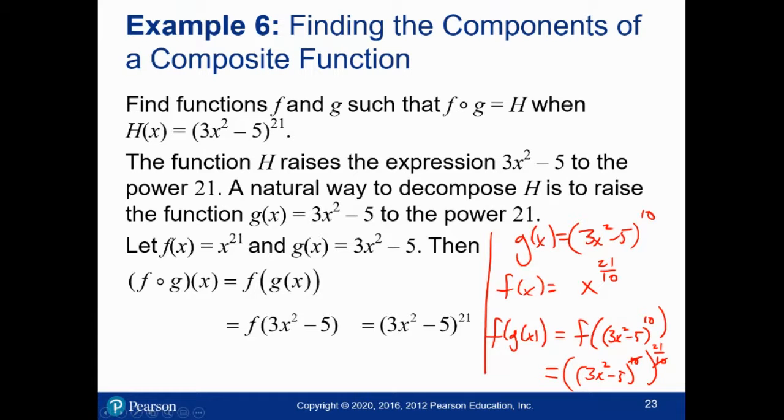So frequently there is a most obvious choice, and in this question, I think the most straightforward thing was what the book did exactly. 3x squared minus 5 is your inner thing, and exponentiating to the 21st is your outer step, but that doesn't mean it's the only correct answer.